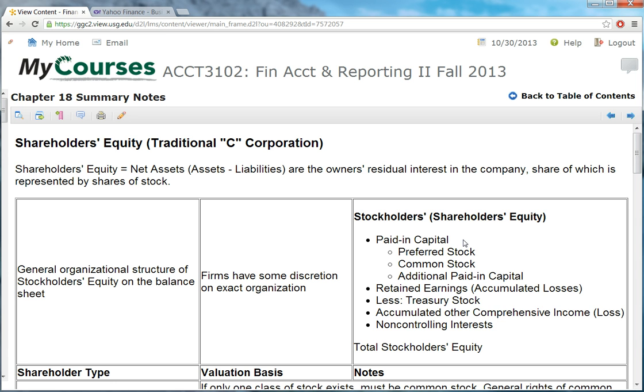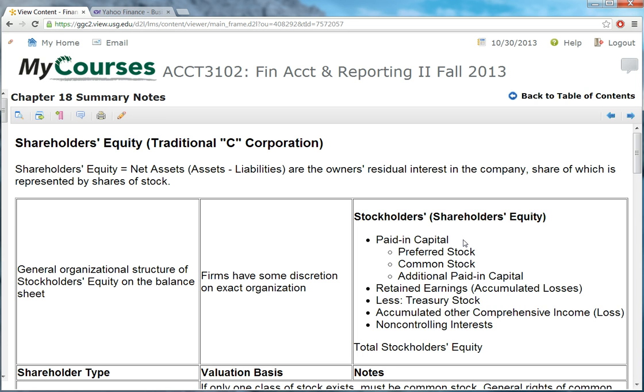Typically, the next section in the balance sheet is going to be retained earnings. Retained earnings is the accumulation of earnings that have not been distributed over time. So we know, for example, the basic structure of the income statement is revenues minus expenses, gives us net income, and then that net income is rolled into retained earnings.